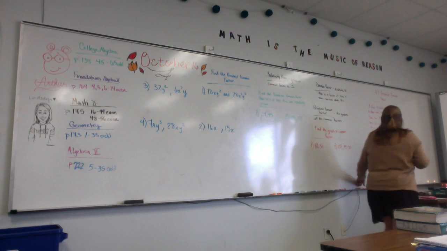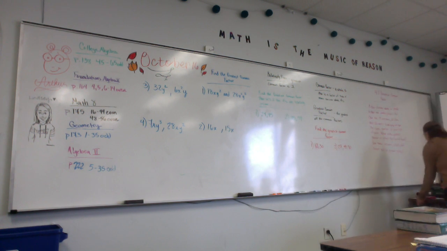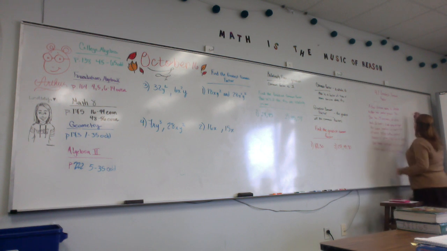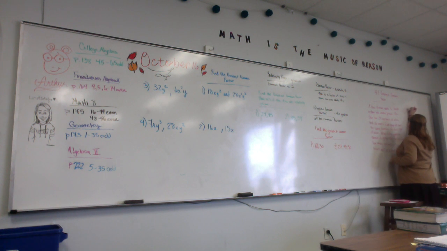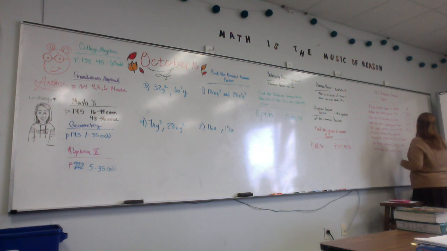So let's take 24. What are the factors of 24? 1 and 24, 2 and 12, 3 and 8, 4 and 6. Not 5. And that's it.